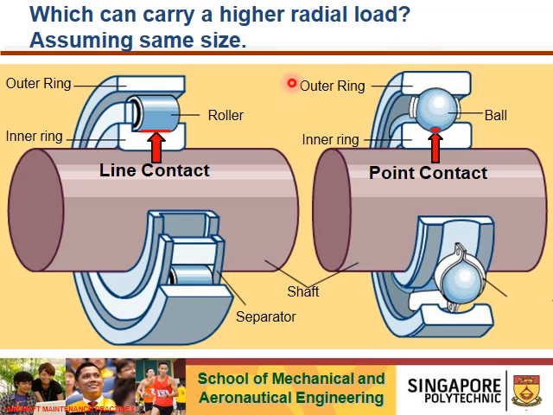Which can carry a higher radial load, assuming same size. Okay, so on the left hand side is a roller bearing, on the right hand side is a ball bearing. And radial load is referred to the load that is perpendicular to the shaft axis. Okay, if the shaft axis is horizontal, radial load is always at a vertical and perpendicular to the shaft axis. Right? So what do you think? A roller bearing or a ball bearing can carry a higher radial load.